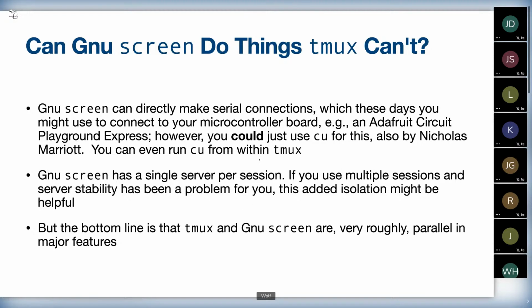GNU Screen has a single server per session. If you use multiple sessions and server stability is a problem, then the added isolation that GNU Screen gives you might be helpful. But the bottom line is that TMUX and GNU Screen are very roughly parallel in major features.